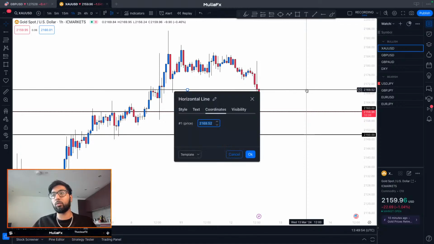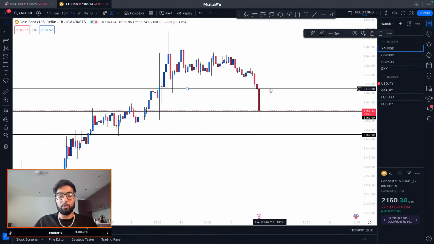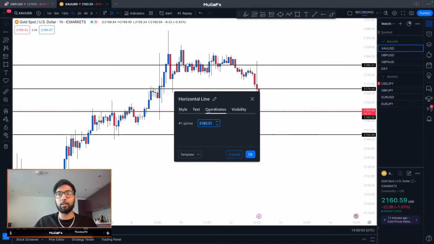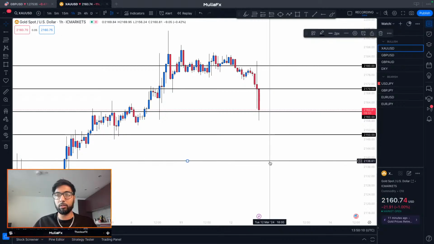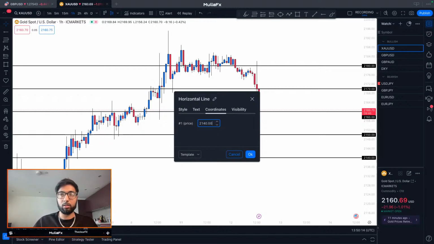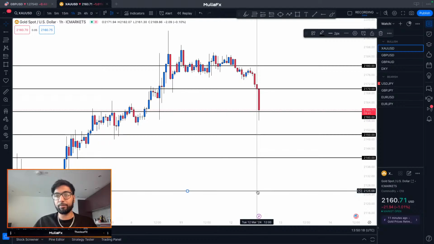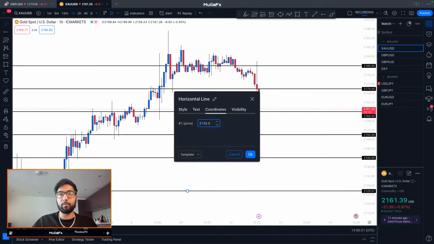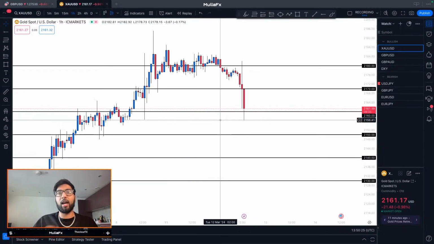So you can have then 2170, 2180. Let's just draw all the ones that we know. This is 2150, so the next one after this is 2140, and the next one after that is 2130. Right, so we've dissected the markets.